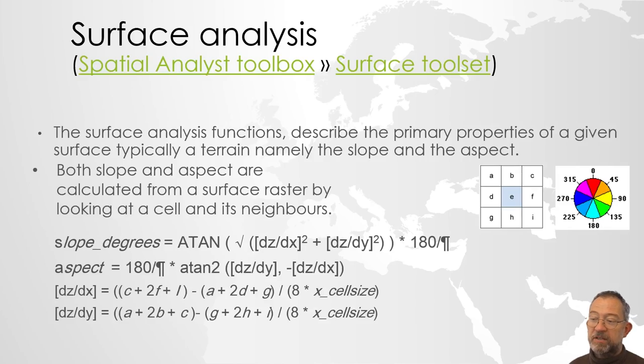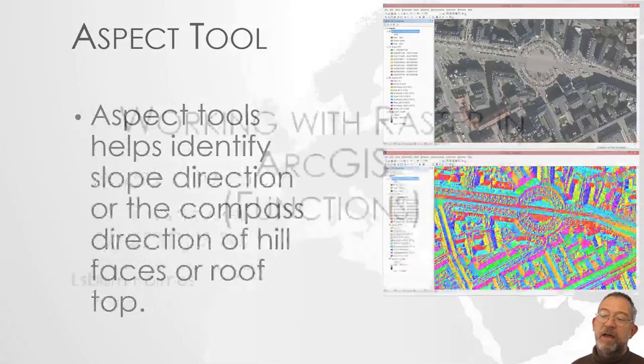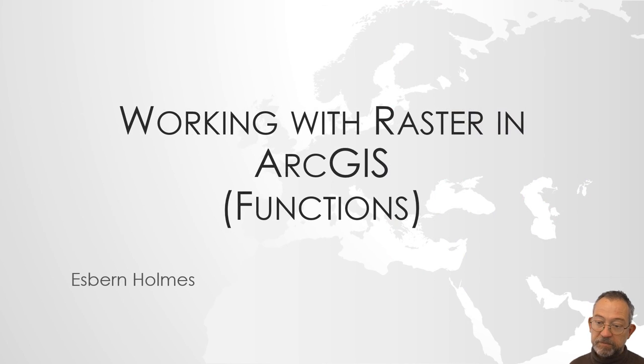So that was the slope and the aspect tool. And with this, I'm finished talking about functions and which type of functions we have to operate on rasters in ArcGIS.